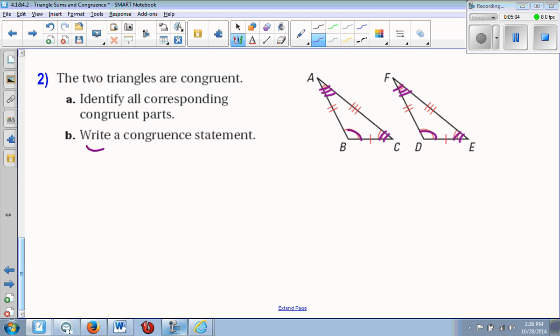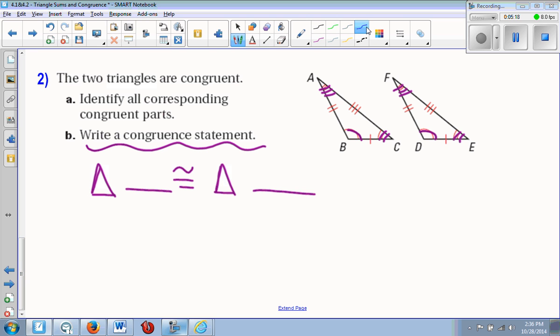So what does it mean by write a congruent statement? Congruent statements are when we see something like this. Triangle whatever is congruent to triangle whatever. So how do I write my congruent statement correctly? The first name can be written in whatever order you want.